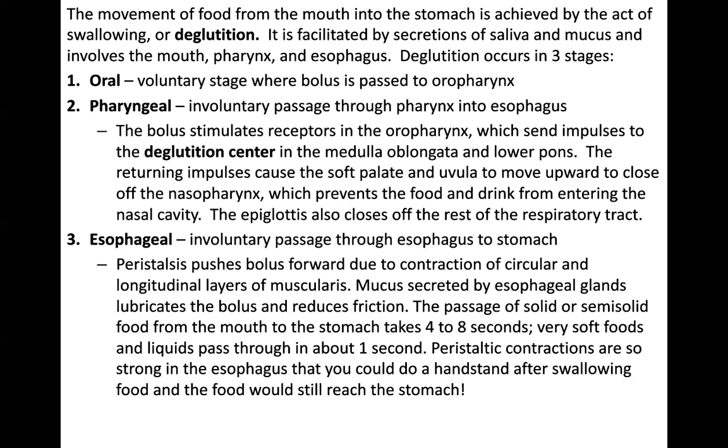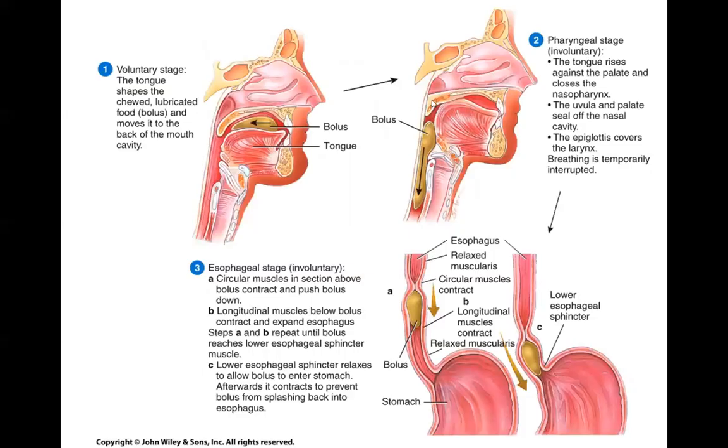The returning impulses will cause the soft palate, which is the roof of our mouth, and the uvula, which is the little thing that looks like a punching bag in the roof of our mouth, to move upward, and that closes off the nasopharynx, and we can see that here on the next page. When we are keeping that food in our mouth, we can still breathe in through our nose. That's because this airway is open, because the uvula and the soft palate are not pushed upward like they are here.